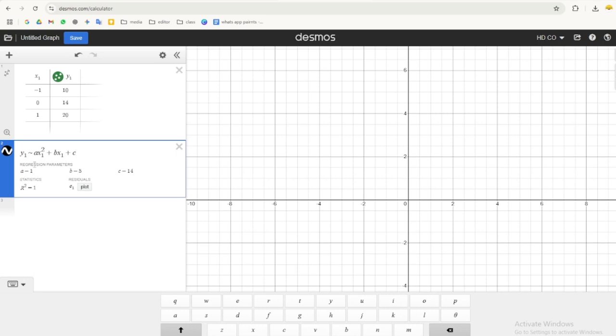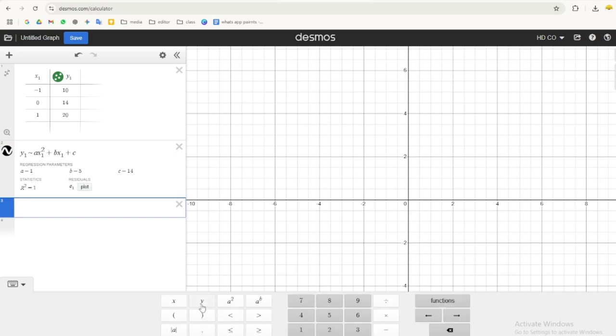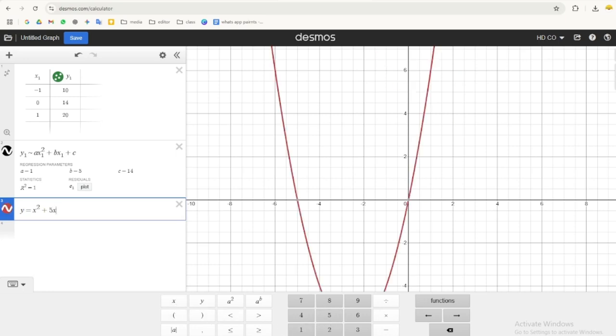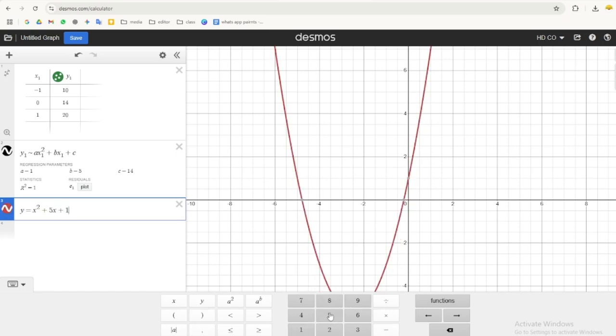So a equals 1. The equation is y equals, we will write it here, a is 1, so x squared plus b equals 5, so 5x plus c. It says that c equals 14. We will put plus 14.